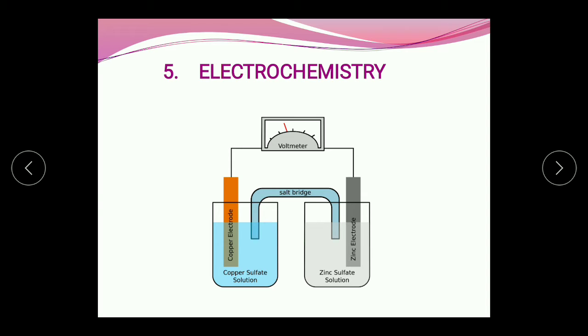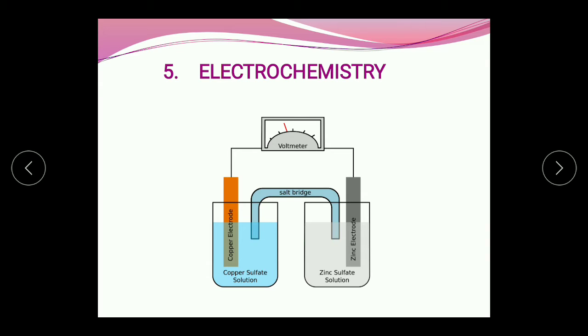Each half cell consists of a metal strip dipped in the solution of its own ions of known concentration, such that we take two different metals dipped in the solution of their own ions of known concentration, and we connect them externally by using a conducting wire, and in between that we connect a voltmeter. And internally, these two half cells are connected by a salt bridge.